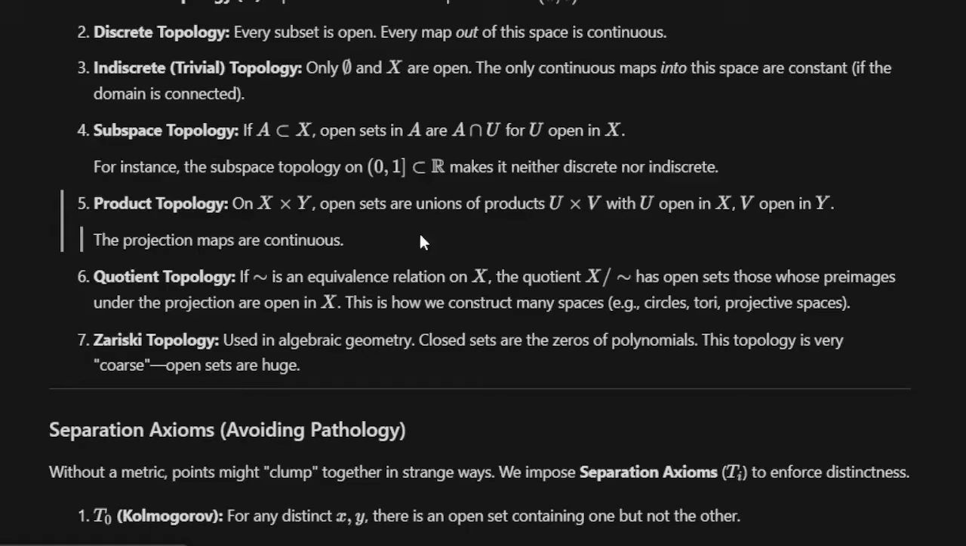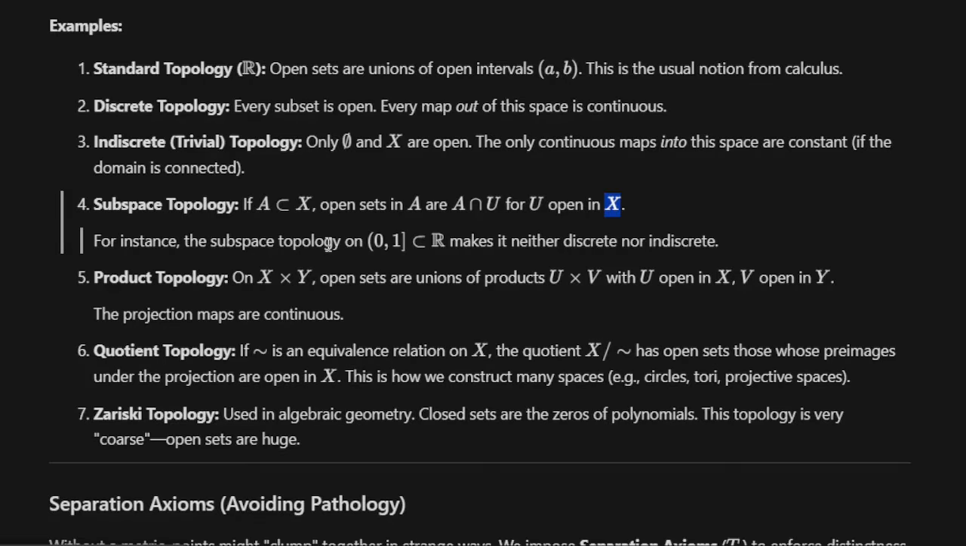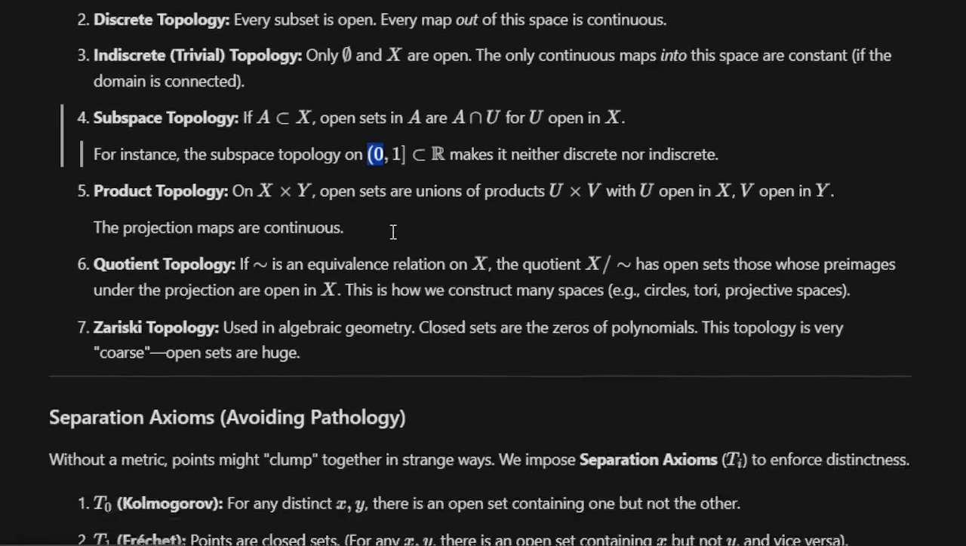We also have the subspace topology. If we have a subspace A, open sets in A are the intersections of A with U, for some U that's open in the topological space itself. We can look at a subspace topology on the real number line, and this one's actually neither discrete nor indiscrete, because it approaches 0, but 0 is not included in the subset. So that's an interesting one to think about.